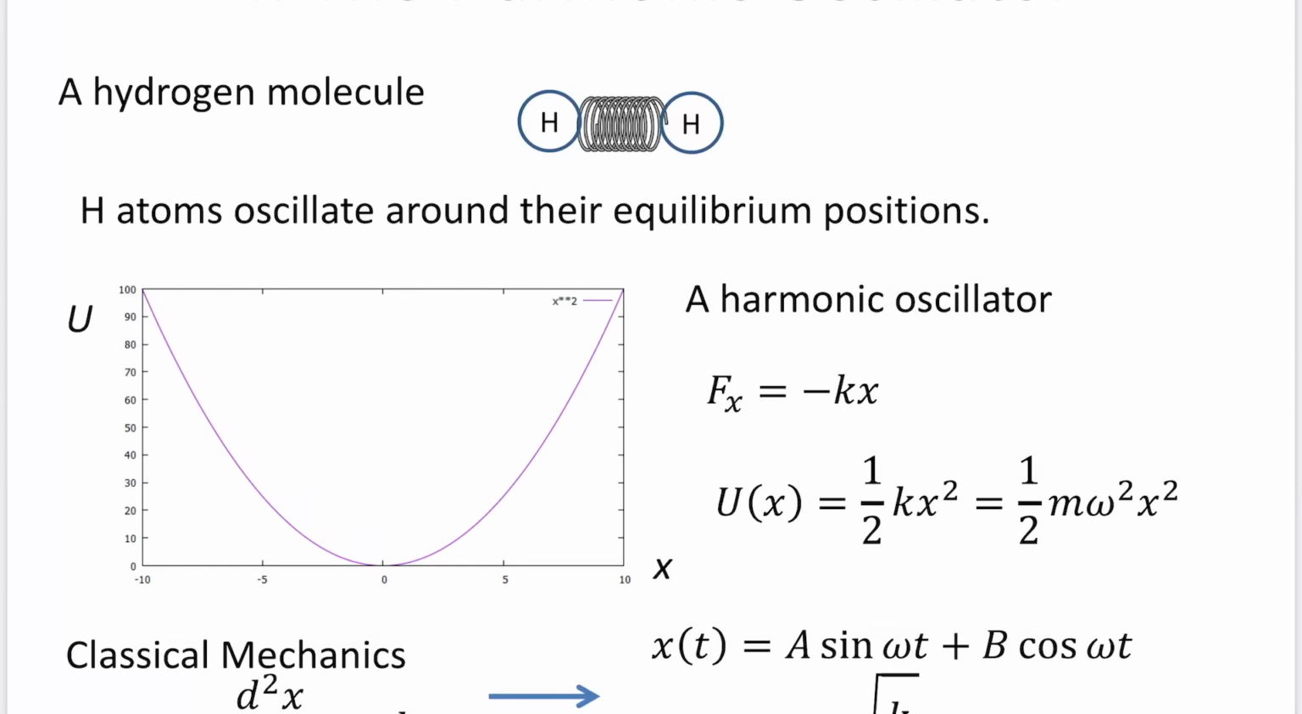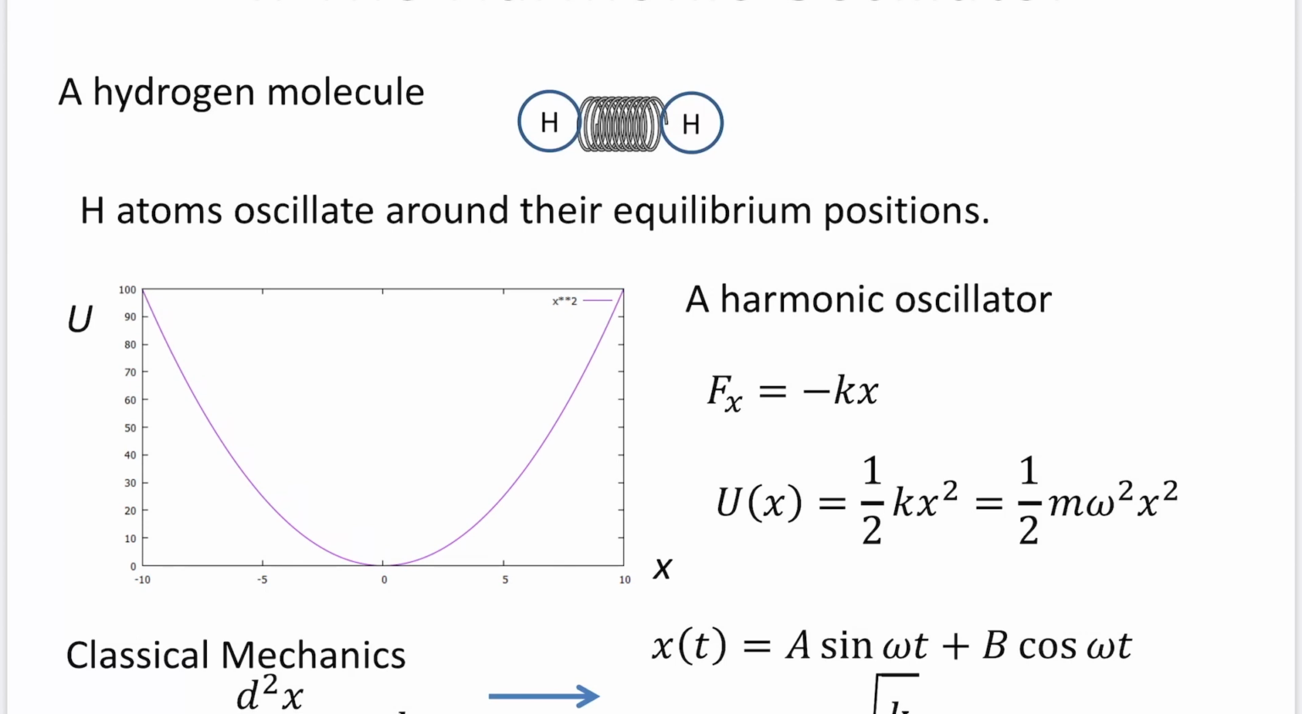In these sessions, I'd like to show you the energy state of oscillational motion, harmonic oscillators. An example of the harmonic oscillator is the hydrogen molecule. In the hydrogen molecule, two protons are bound together. The two protons move as if they are bound by springs. So hydrogen atoms oscillate around their equilibrium positions.